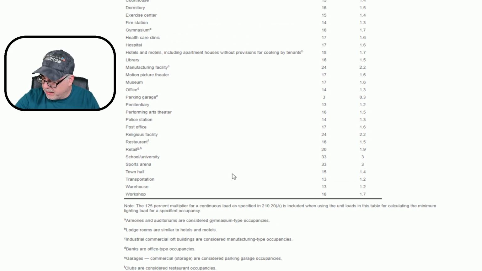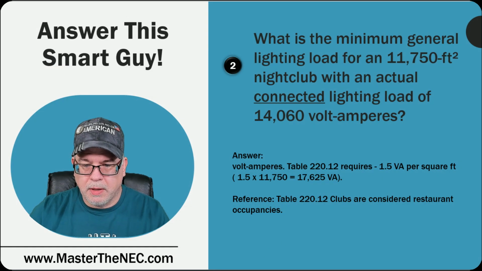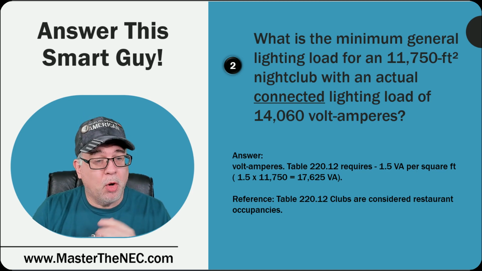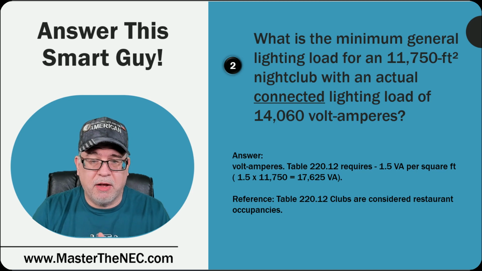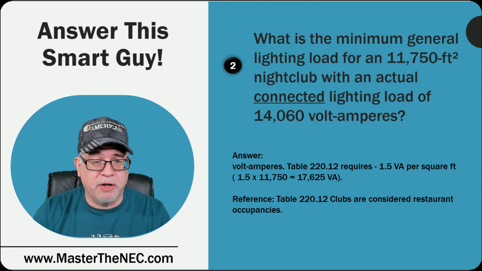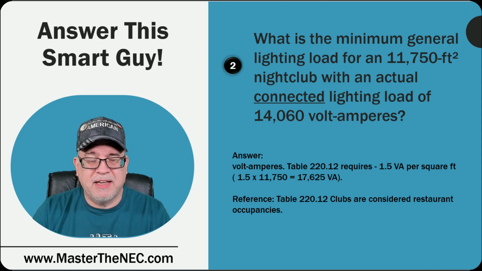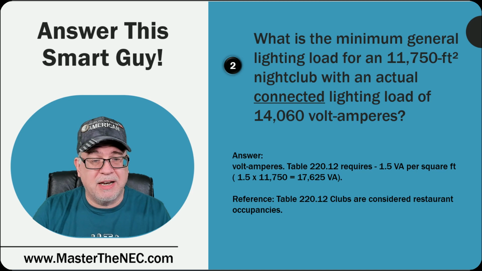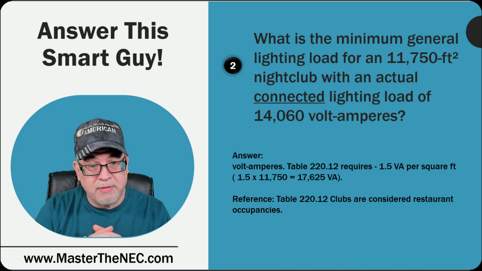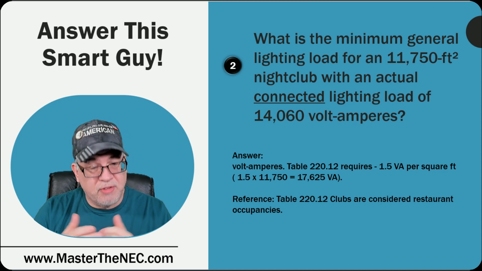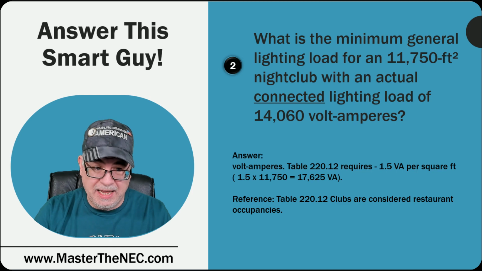Okay, all right. So let's go back to our question real quick. I'm going to take the 1.5 VA and multiply it by the square footage, which is 11,750, and that equals 17,625 VA, which is greater than the 14,060 VA connected lighting load. And 220.12 says it can't be less than the value calculated utilizing the values of Table 220.12. So for our question, the answer is 17,625 VA. That's going to be it.